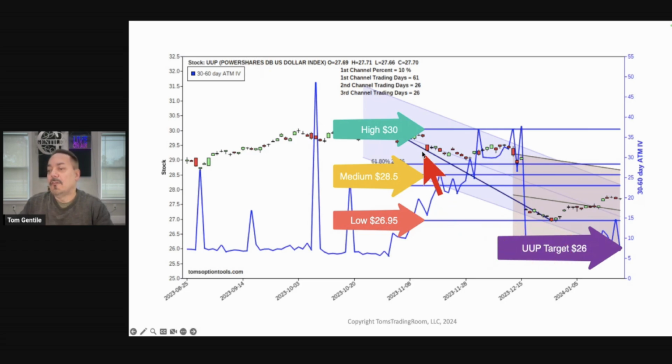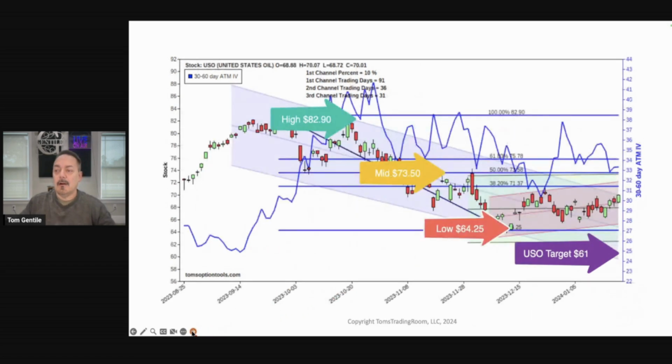And so we've gone through from a high of 30 down to a low of 26.95. Now, we have since then bounced, and we're trading right around the 27.70 area. If this trend stays intact, we should see lower lows, maybe come back down to 26. All right, stocks, bonds, currencies, commodities.